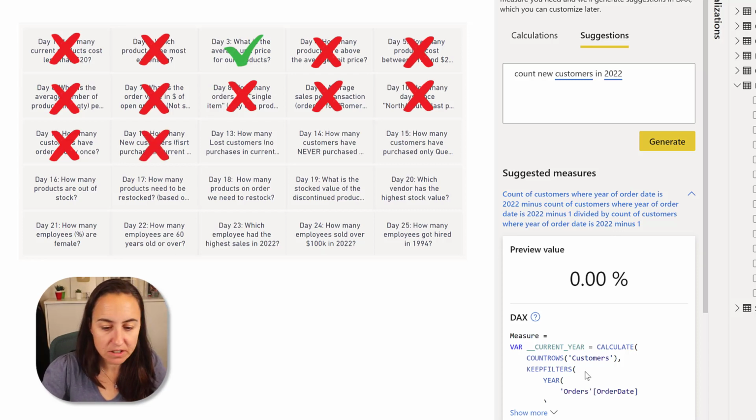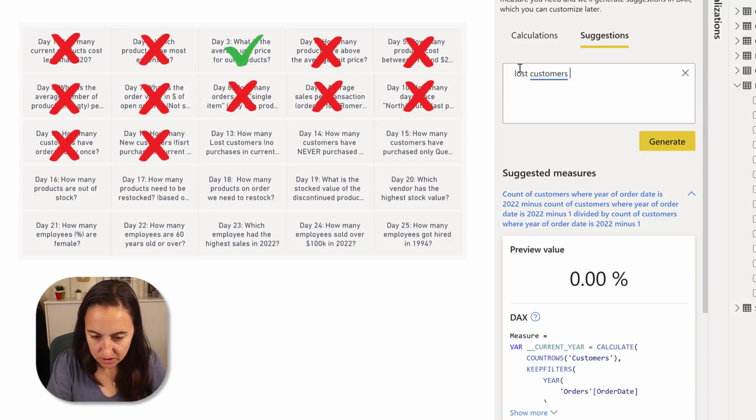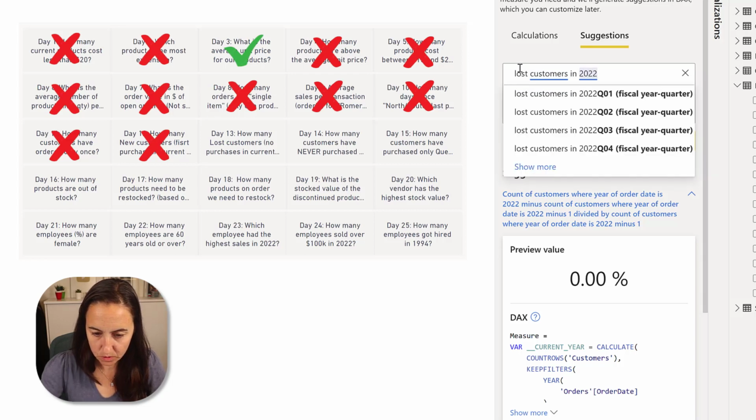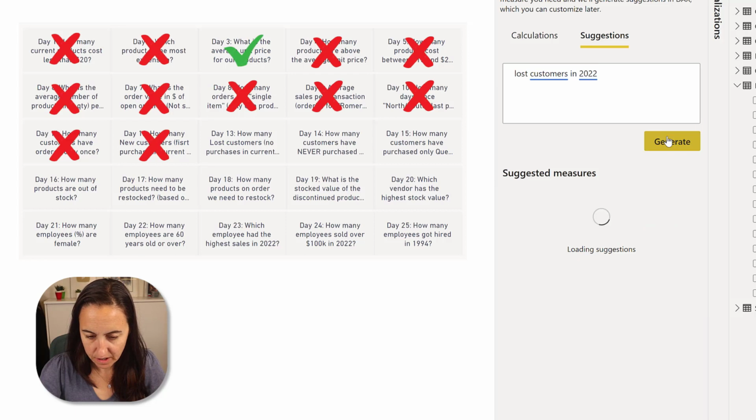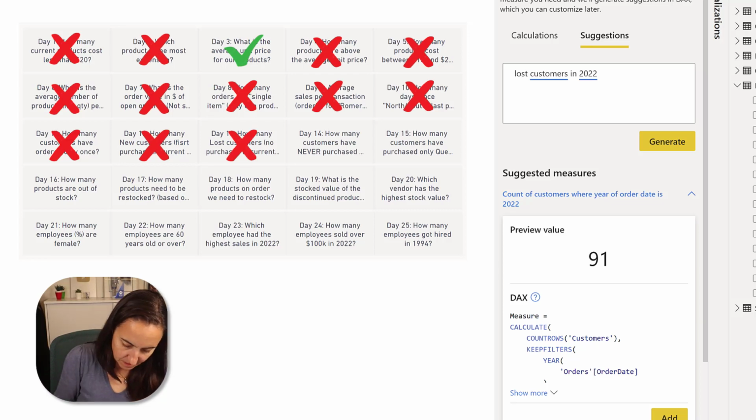13. How many lost customers? Lost customers. Let's try something else. In 2022. Generate. Count of customers where year of order date is two, no. No, these are the customers that ordered in 2022. That's not it. No.